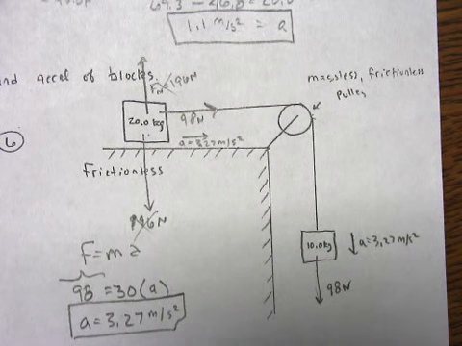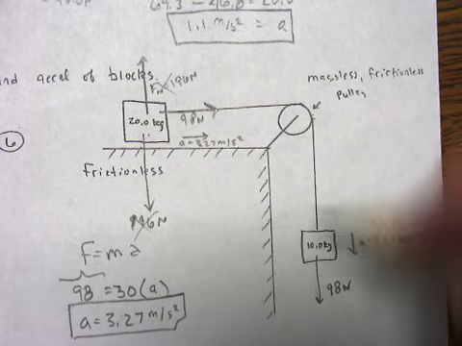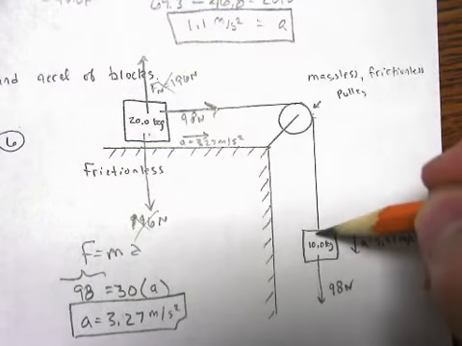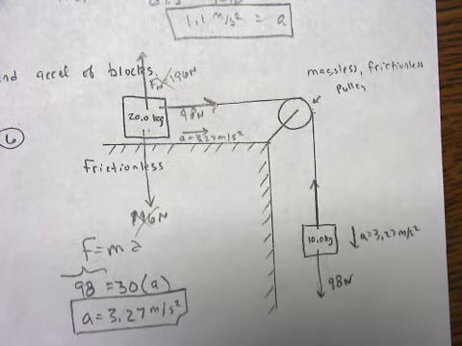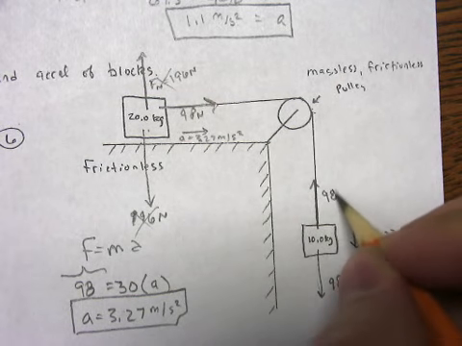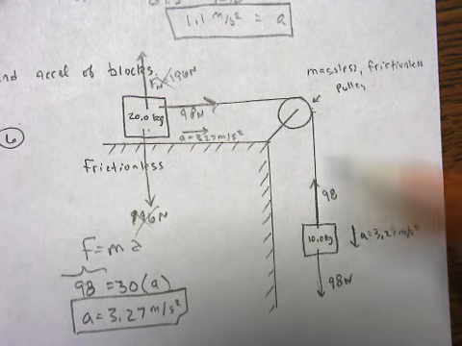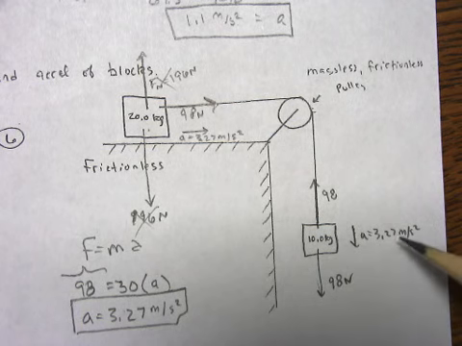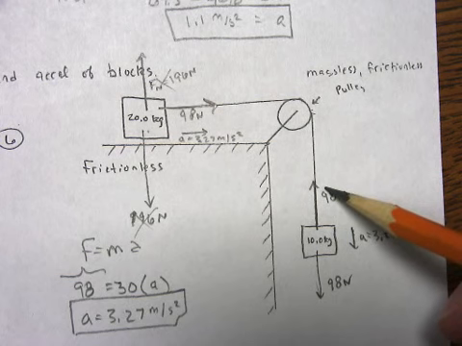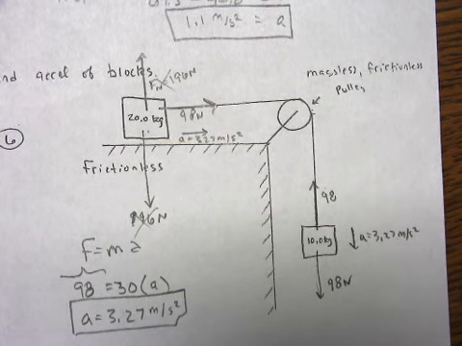Now to figure out the tension in the rope, you might think to yourself, isn't the tension just 98? It can't be. Because if the tension in the rope was 98, that gives you no acceleration. They equal each other. You can't accelerate. In order to accelerate down, this actually has to be less than 98.